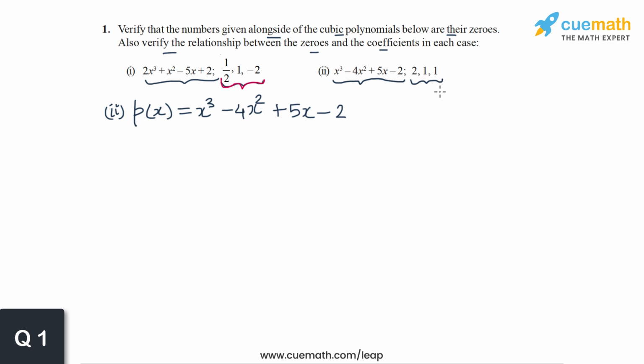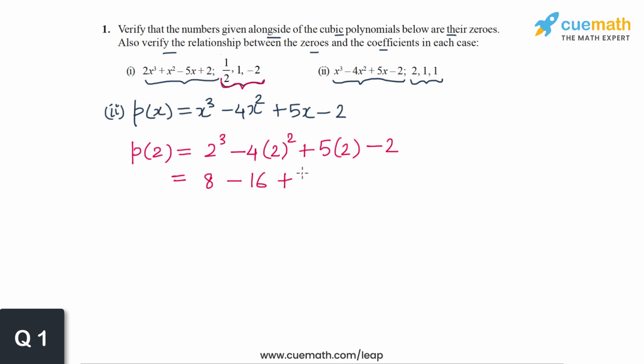So two of these three numbers are identical, 1 and 1, so we just need to check p of 1 only once. So let's do that. So let's first find p of 2. So p of 2 is 2 cube minus 4 times 2 square plus 5 times 2 minus 2. So this is equal to 2 cube is 8, then 4 times 2 square is 4 times 4, so that's 16, so minus 16. And then we have 5 times 2 is 10, and then we have minus 2. So 8 minus 16 is minus 8 plus 10 is 2, and 2 minus 2 is 0.